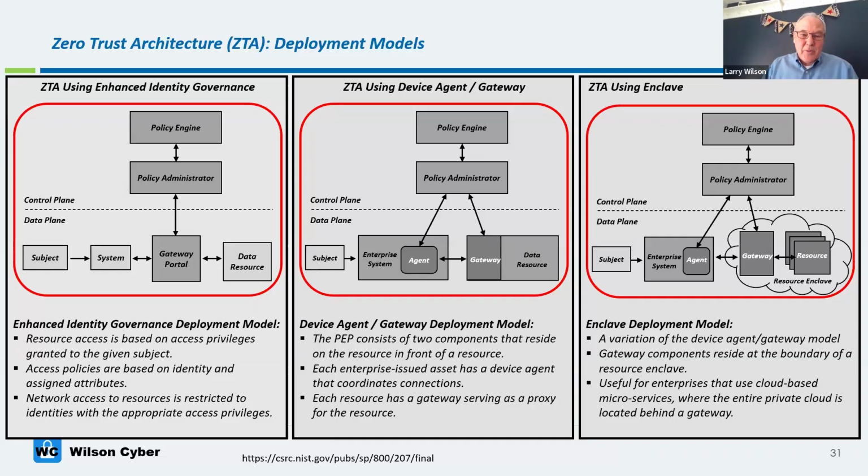Same idea as the middle one, except now we still have the agent on the system, but the gateway is separated from the resource. We have multiple resources in the cloud, but a front-end gateway that determines whether a connection is allowed or denied from a particular subject trying to get access to a particular resource. So those are the three different deployment models that have been defined by NIST.